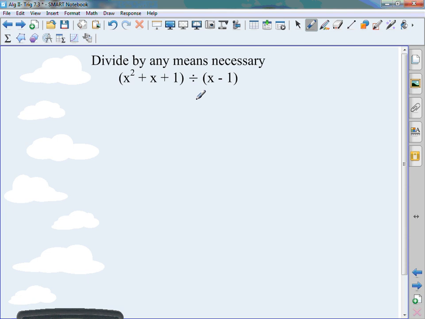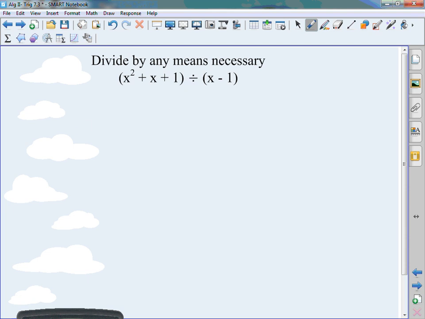Synthetic division's a lot faster if it's in the form of x minus r. I have x squared plus x plus 1 divided by x minus 1. How do you know? It says x minus 1.